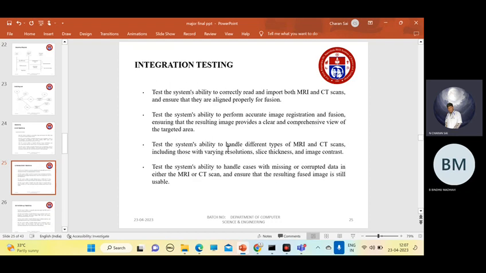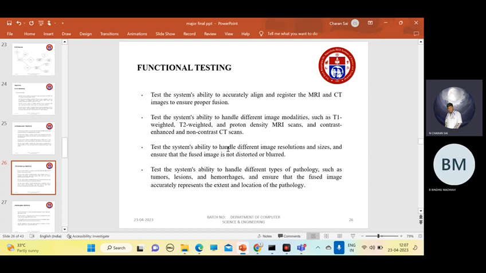And in the integration testing, we test the system's ability to perform accurate image registration and fusion, ensuring that the resulting image is correct. And in the functional testing, we test the system's ability to handle different image resolution and sizes and ensure that the fused image is not distorted or blurred. And we test the system's ability to handle different types of pathology such as tumors, lesions and hemorrhages and ensure that the fused image accurately represents the extent and location of the pathology.